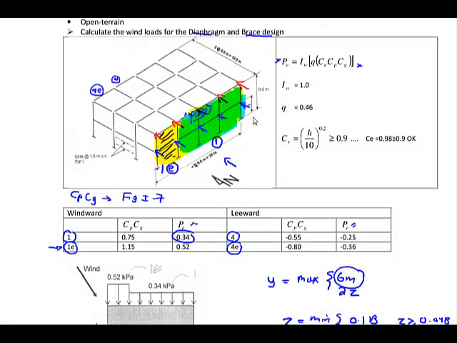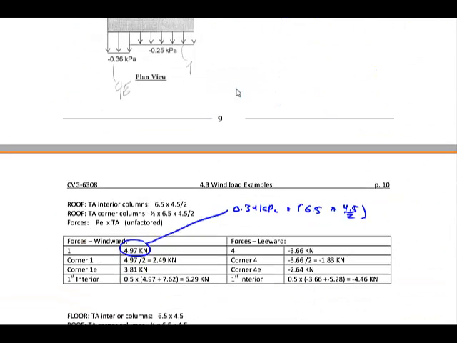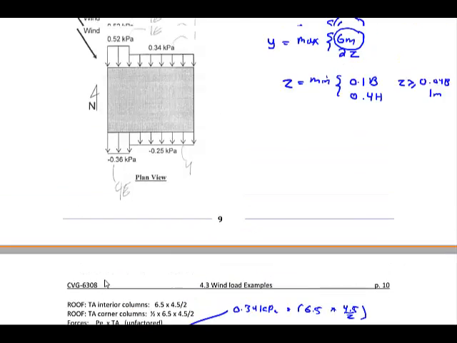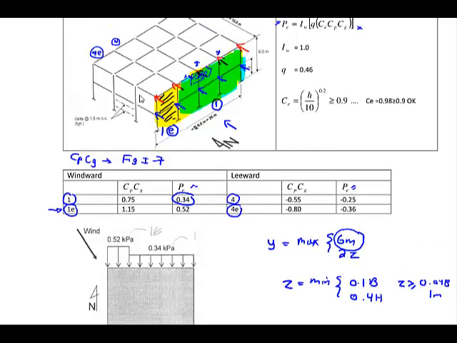So that's for this column and this column, these two loads over here. For this one, which is in the corner, this is again in region 1, but it's in the corner. So instead of having 6.5 width, you're going to have 6.5 over 2 width. And so that's why I'm going to use half of the region 1 value. So that's 2.49 kilonewton.